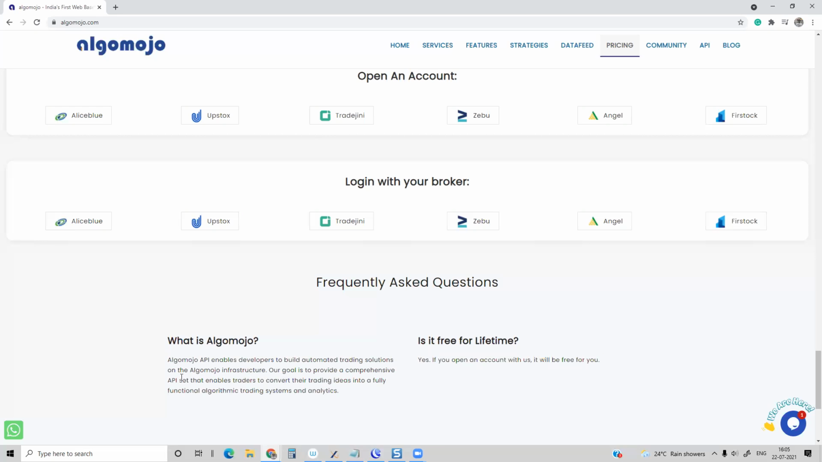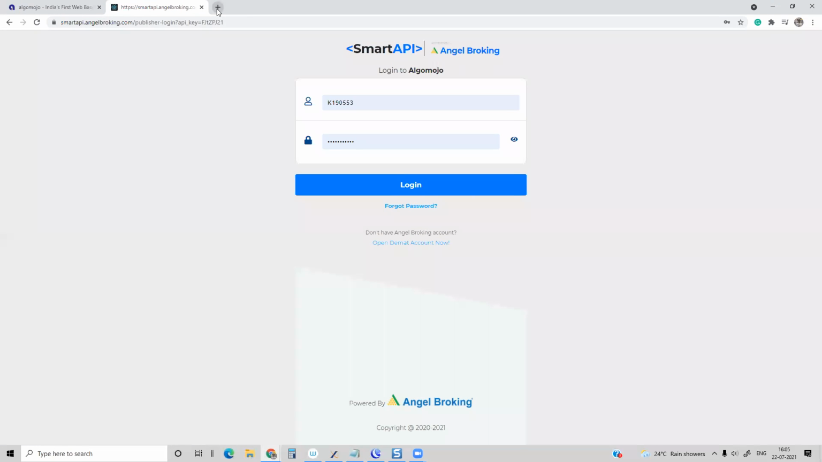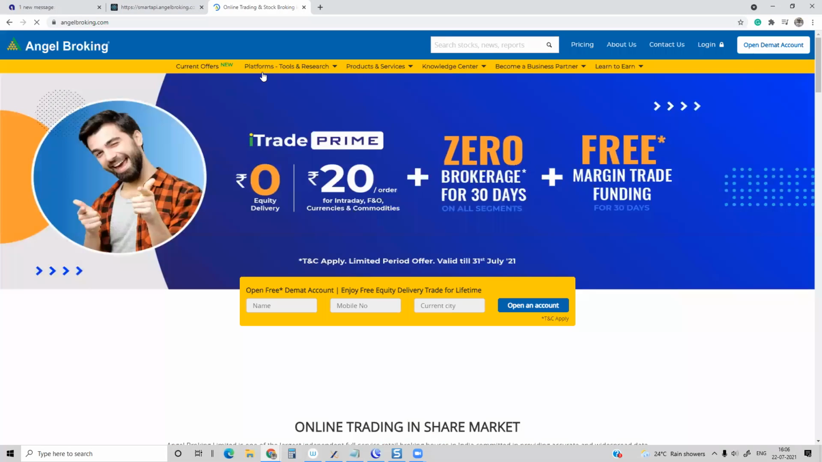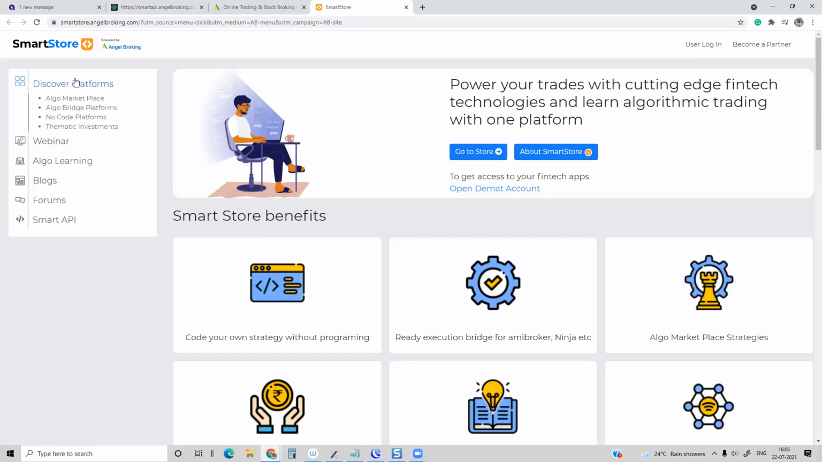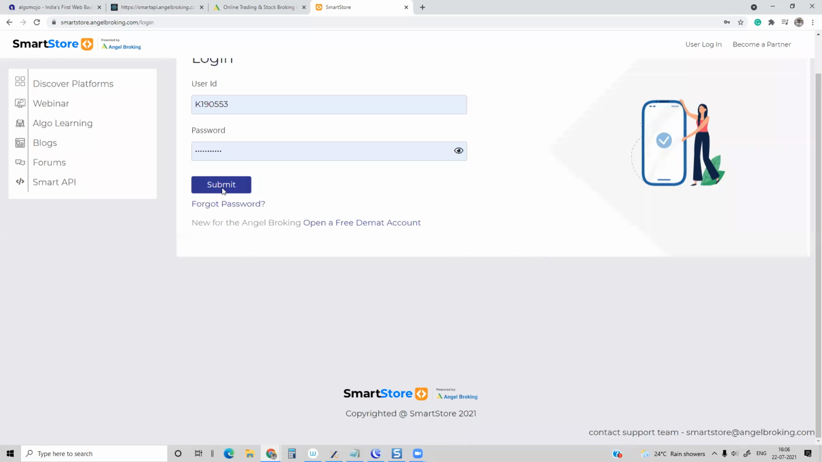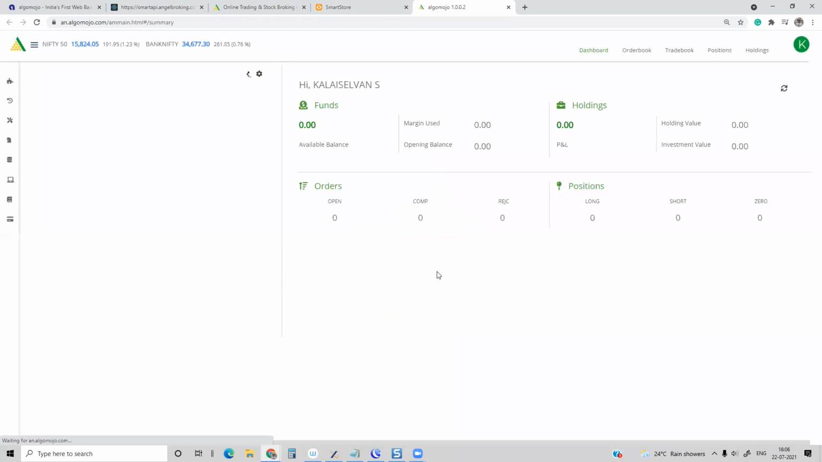So for example, I'll show you the trading terminal of Angel. If you are an Angel user, you can sign in directly, go to an.algomojo.com, and log in. Or you can also log in from the Angel Broking Smart Store itself. You can go to angelbroking.com, and from there you can go to the Smart Store. From the Smart Store, you can go to Discover platforms. From there you can go to Algo Bridge platforms, and you can find Algomojo listed over there. You can click on Algomojo, log in with your Angel credentials, and you can go to Algomojo. Automatically it gets logged in. This is with Angel Broking.